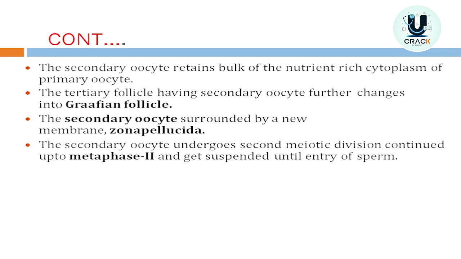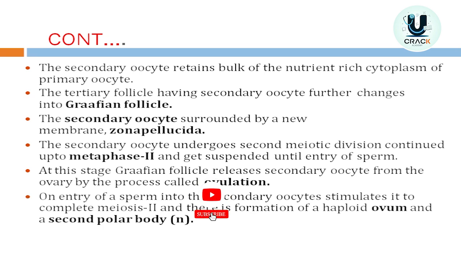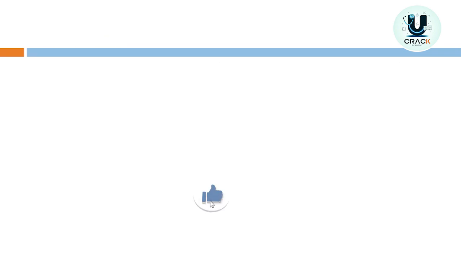The secondary oocyte undergoes meiotic division up to metaphase 2 and is suspended until the entry of a sperm. At this stage, the Graafian follicle releases the secondary oocyte from the ovary by the process called ovulation. This will come in the questions later. On entry of a sperm into the secondary oocyte, it is stimulated to complete meiosis, forming the haploid ovum and the second polar body.